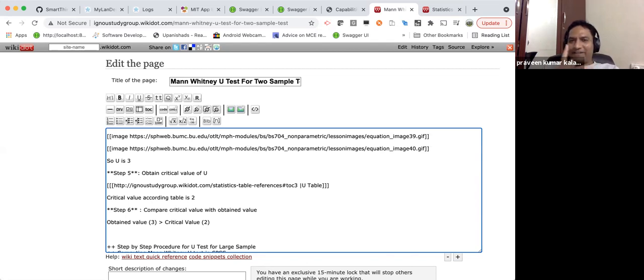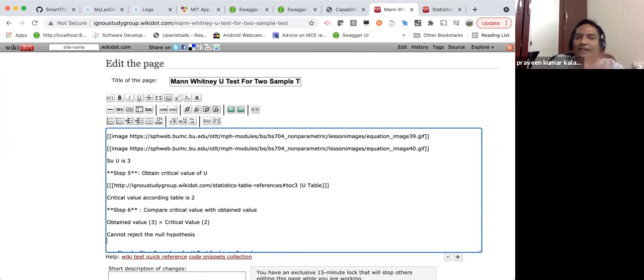For the rest of the tests, even Kruskal-Wallis and all, if your obtained value is large enough, then you reject, because there you are talking about variance. This is not variance. The U doesn't measure variance. So in this particular case, you have to obtain a value lesser than the critical value, then you can reject the null hypothesis. So that is the U test.